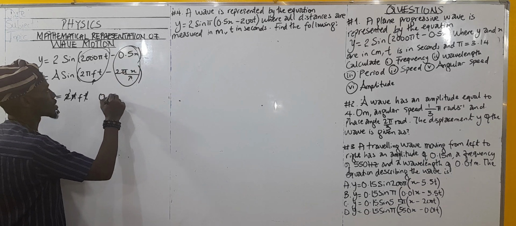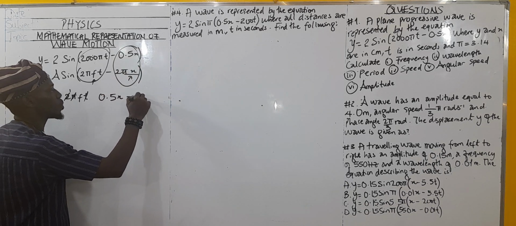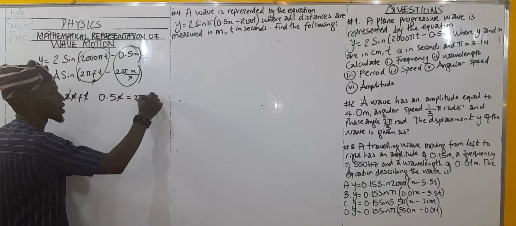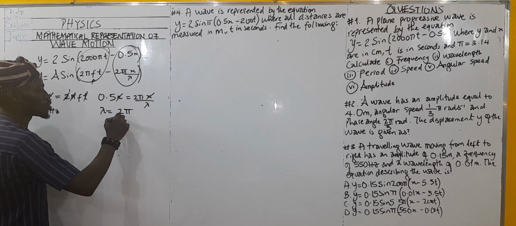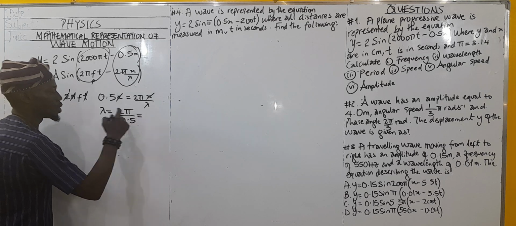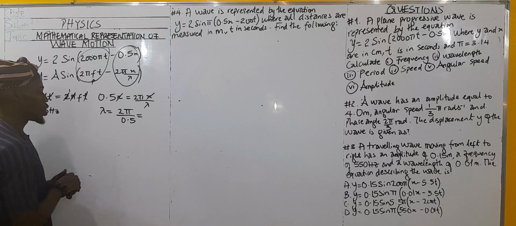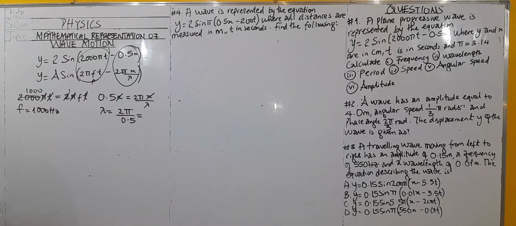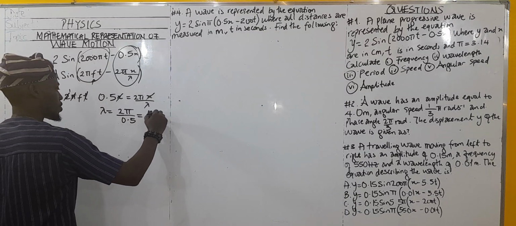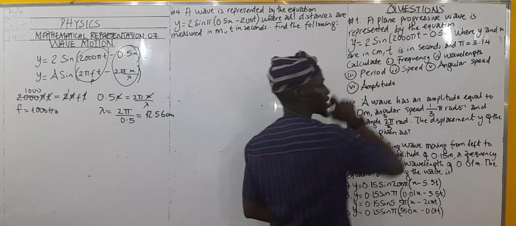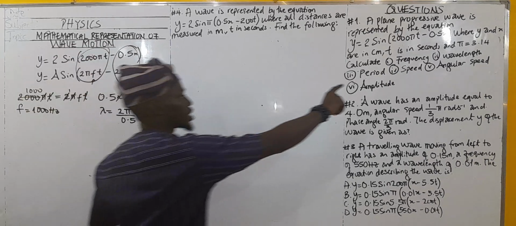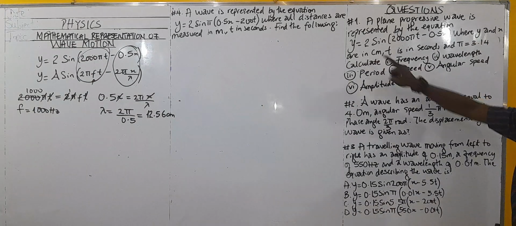So it now becomes 0.5x = 2πx/λ. x cancels x. I'm looking for my wavelength. The wavelength is now equal to 2π/0.5. We're told that π is 3.14, so I check my calculator and the value is 12.56. 12.56 centimeter. Why is it centimeter? Because we're told that y and x are in centimeter.